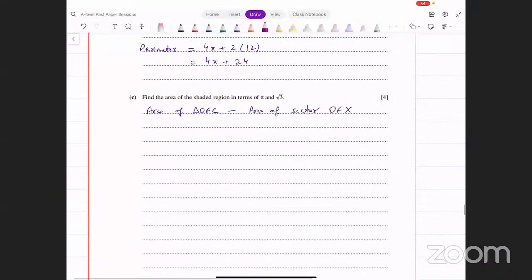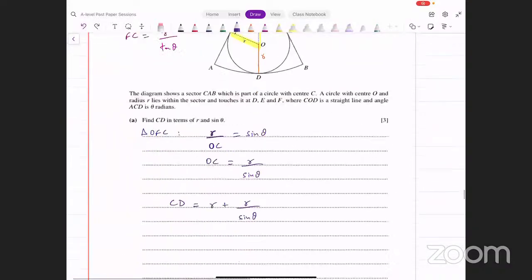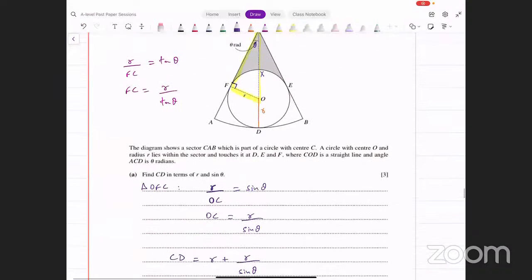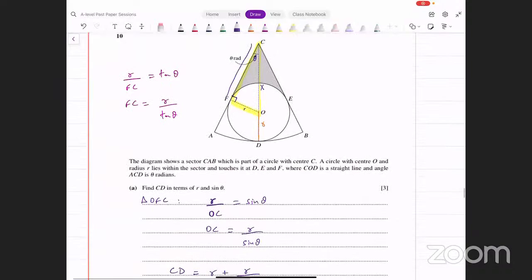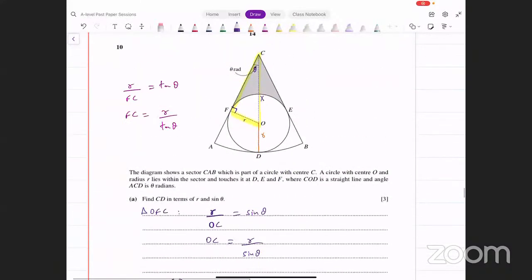अब हम क्या कर सकते हैं? Area of triangle OFC के लिए we can use half into base into height. Half into base. अब इसमें से कोई भी बेस ले लें. R को बेस ले लेते हैं. Half into R into R over tan theta, that's FC. R over tan theta. And we subtract from that area of the sector, that's half into R square. Radius of the smaller sector, इसमें से ये वाला sector minus करना चाह रहे हैं. इसका radius कितना है R?